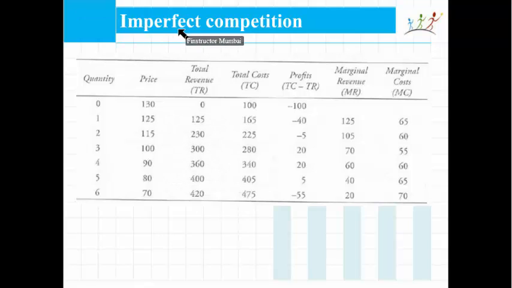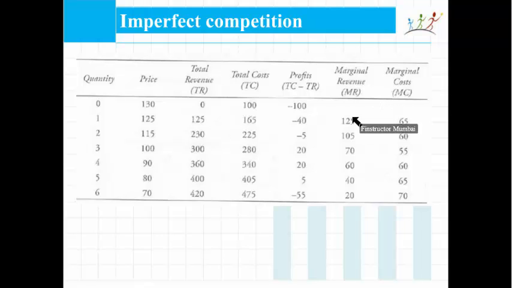So in imperfect competition, that is, in a downward sloping demand curve, when should a firm stop production? In all cases, in all market structures, perfect or imperfect, a firm will stop production when marginal revenue equals marginal cost. If marginal revenue equals marginal cost, the profit is maximized.